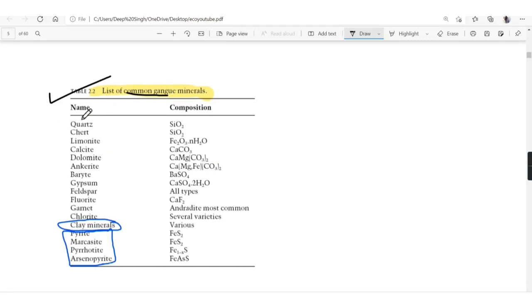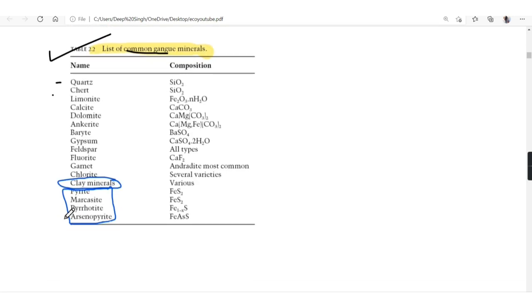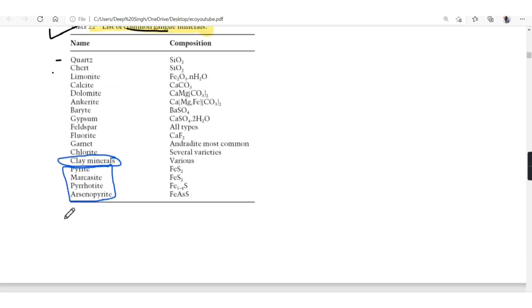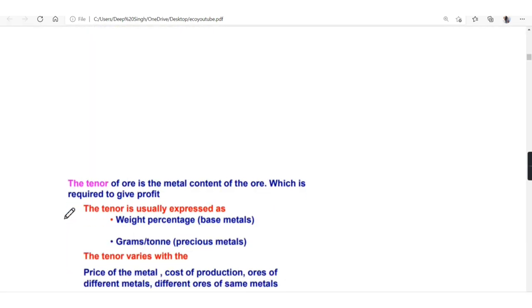Common gangue minerals which are usually present: quartz, chert, limonite, calcite, dolomite, ankerite, barite, gypsum, feldspar, fluorite, garnet, chlorite. Okay, so this is the list of common gangue minerals. And these can be asked in your competitive exam, like which mineral is a gangue mineral. So you have to remember this table.